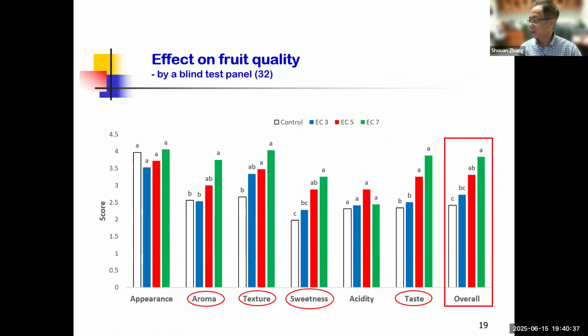Interestingly, Cassera tasted fruit from salinity treatments and found a big difference in flavor from the salinity treated tomato fruits compared to the untreated control. So she invited 32 volunteers to form a panel to have a blind taste test. Data showed that aroma, sweetness, taste, and overall flavor quality were better in salinity treatments, EC5 and EC7, compared to untreated control.